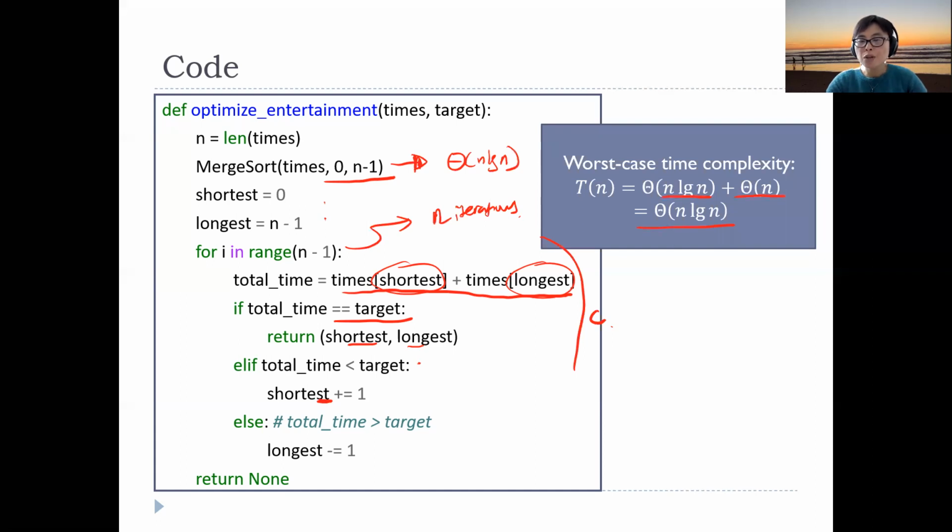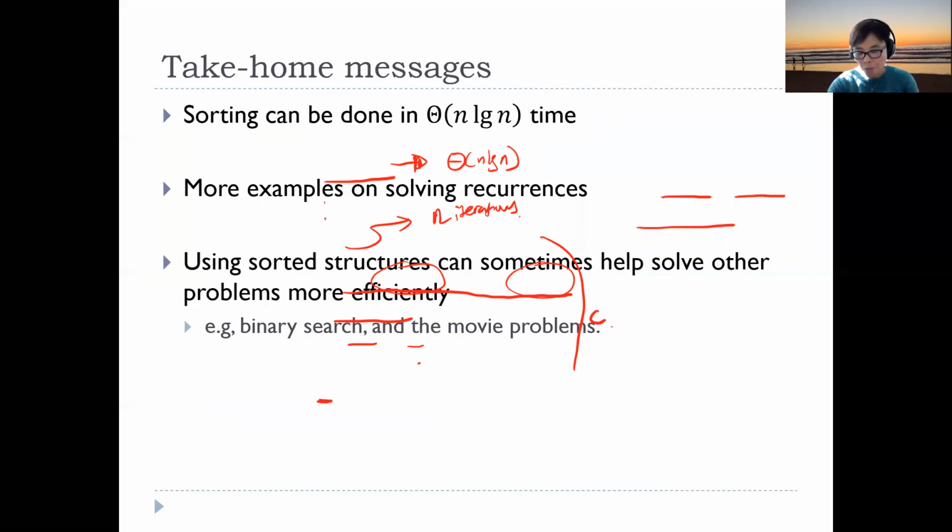So again, compared to what we had before, which naively to solve the movie problem, we need to do it in n squared time. But now, by first sorting it, we can actually solve it. So after sorting, it only takes linear time, but we have to also add the cost of sorting itself, which is n log n.